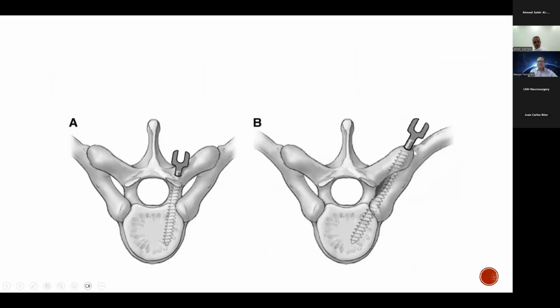So this is called in, out. This is out of the body, and again into the body. So this is the in, out, and in technique, and this is directly through the pedicle into the body, like what we do in a lumbar spine.